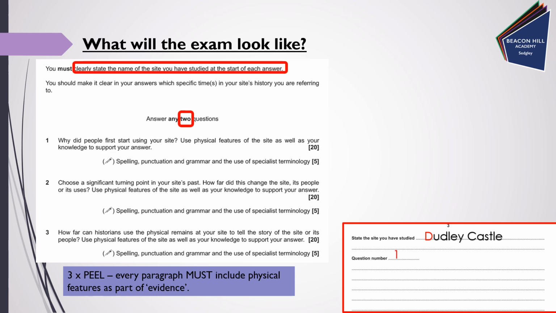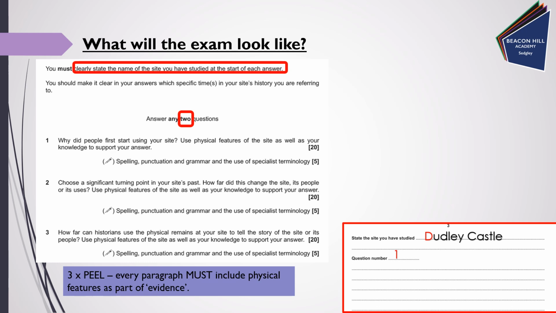This physical feature, or physical features, sorry, should form your evidence in each of your paragraphs. So the second E in that PEEL. Without this, you will really limit your marks. So you must ensure that you include physical features as part of your PEEL paragraph.